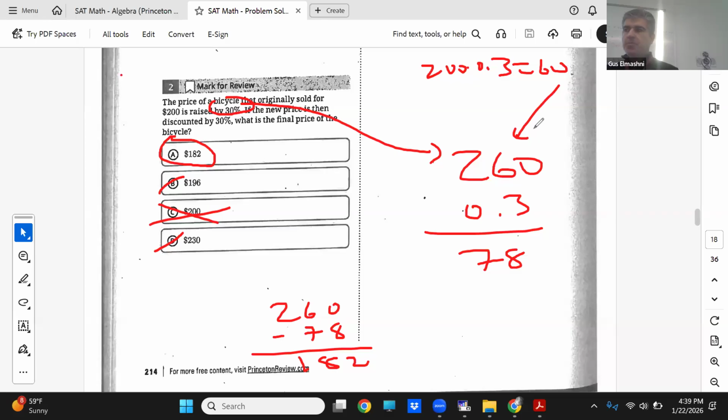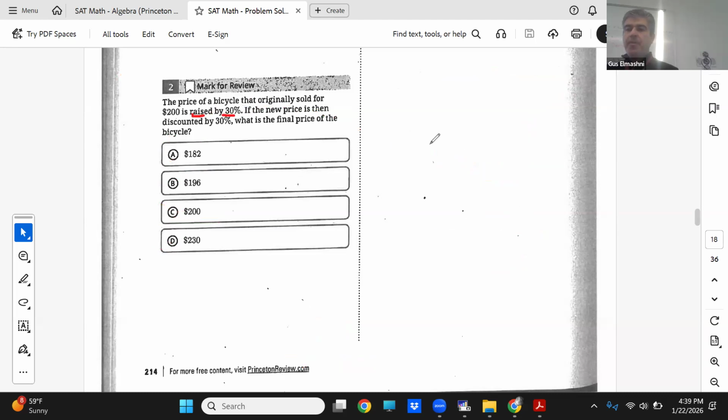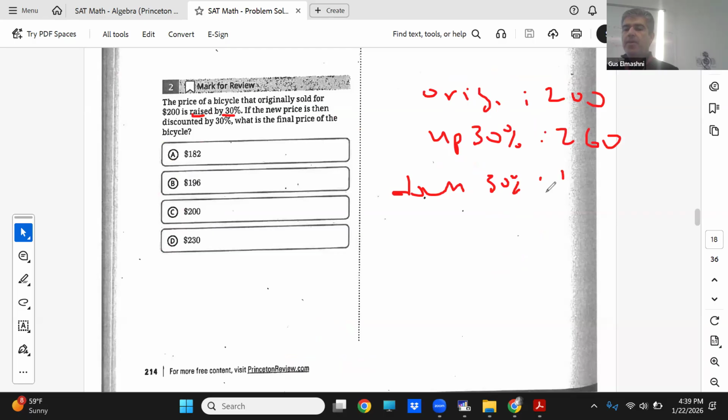Wait, where did we get 260 from? Because we went up 30%. Let me do this, it will be cleaner. Originally we had 200, right? If you're up 30%, now you're at 260. If you're down 30%, you're now at 182. To go from here to here, you add 60. To go from here to here, you have to subtract 78. That's what you've got to do.